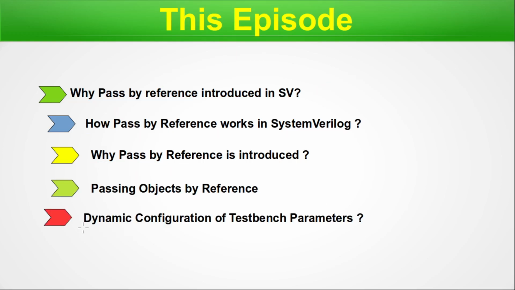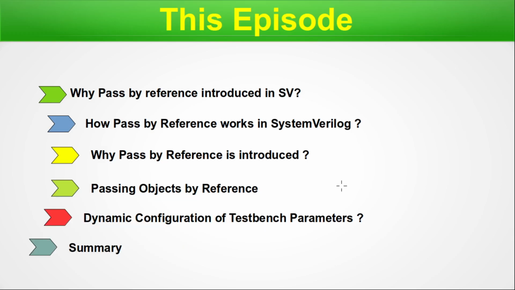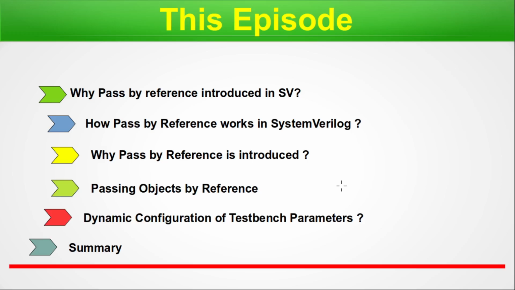Next, we will talk about dynamic configuration of testbench parameters. This will focus on the coding style, how parameters can be changed dynamically using pass by reference during an actual verification. We will have an example of a small snippet of code that will exemplify this. Finally, we will summarize the whole thing that we have discussed, and here we will end our episode. So this is the menu for today. Without any further delay, let's begin.